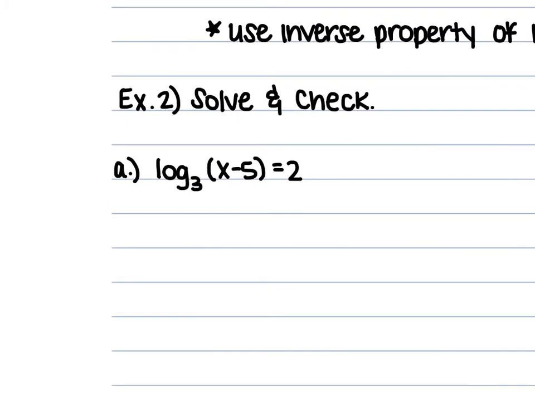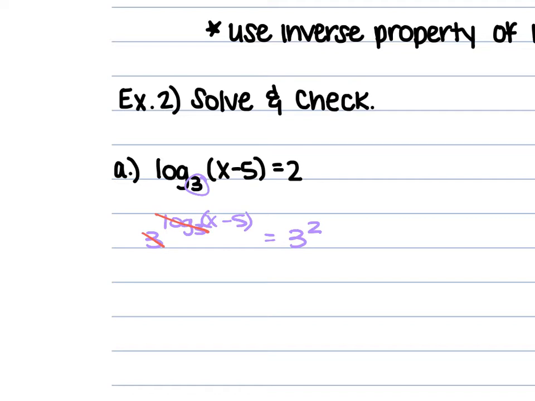So for example A, we have log 3 of x minus 5 is equal to 2. 3 is our base, so we want the 3 to be the base on each side. So we're going to do 3 to the power of log 3 of x minus 5 is equal to 3 to the second power. Now, that 3 and that log 3 cancel out. So anytime you have a base raised to its log with the same base, they cancel out.